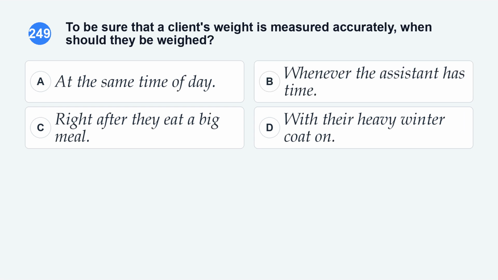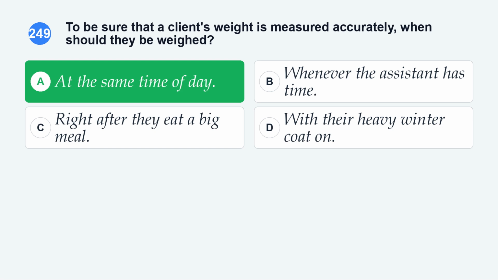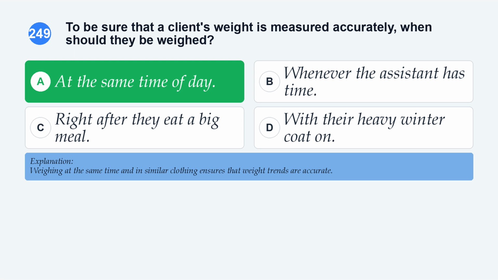Question 249. To be sure that a client's weight is measured accurately, when should they be weighed? Option A, at the same time of day. Option B, whenever the assistant has time. Option C, right after they eat a big meal. Option D, with their heavy winter coat on. The correct answer is option A, at the same time of day. Explanation. Weighing at the same time and in similar clothing ensures that weight trends are accurate.